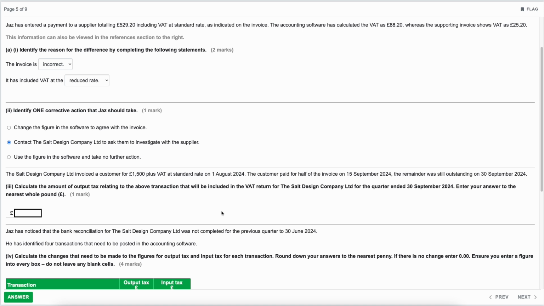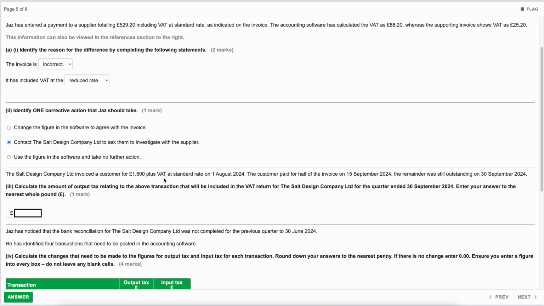Right then, okay, so let's have a think about this. So if they were on the standard scheme, it would go off the invoice date, so they would just include the full VAT amount on this £1,500. Now, 20% of 1,500 would be £300. So if they were on the standard scheme, they would include the full VAT in their output tax of £300.